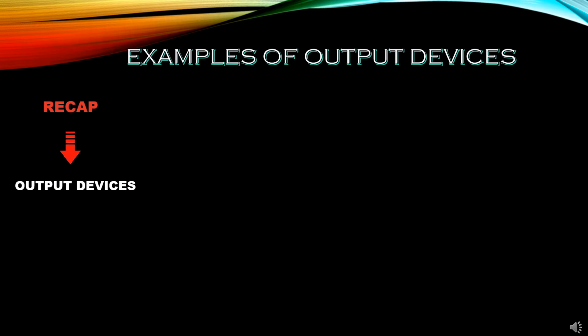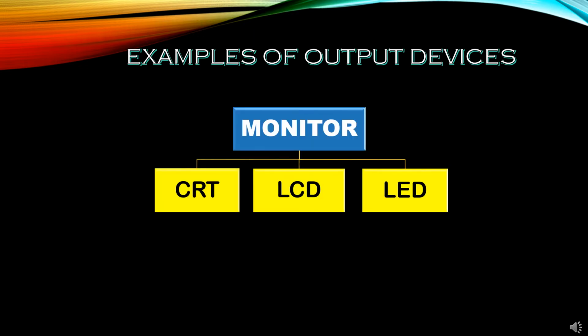You already know that the output devices are used to display the data that you have entered into the computer and the results that we get after processing of the data. So now we are moving to the examples of output devices. Monitor. Monitor is also known as VDU, that means Visual Display Unit. There are three types of monitors. They are CRT monitors, LCD monitors, and LED monitors. The basic difference is due to the quality of the output, the sharpness of the image, and the shape and size.